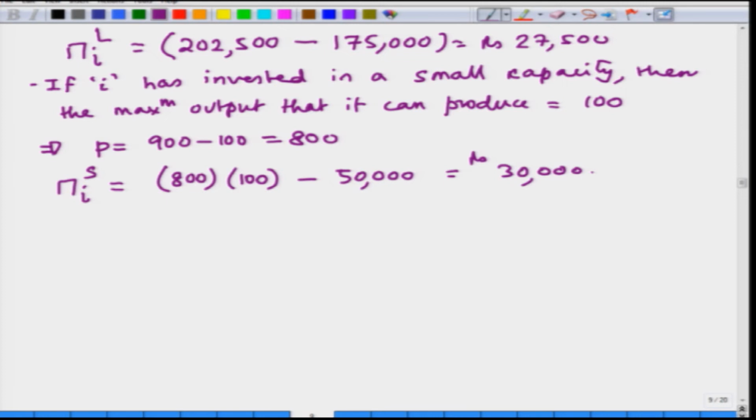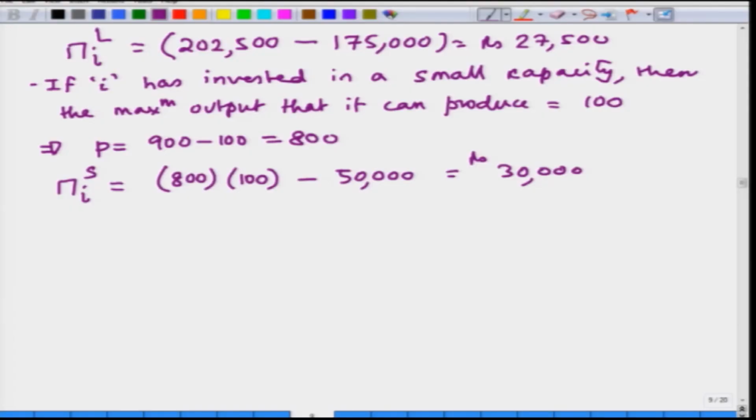So, if firm I were the only firm in the market, then its profit would either be 27,500 if it had invested in a large capacity, or its profit would have been 30,000 if it had invested only in a small capacity. Okay. So, now let us consider case 2 where both firms are in the industry.